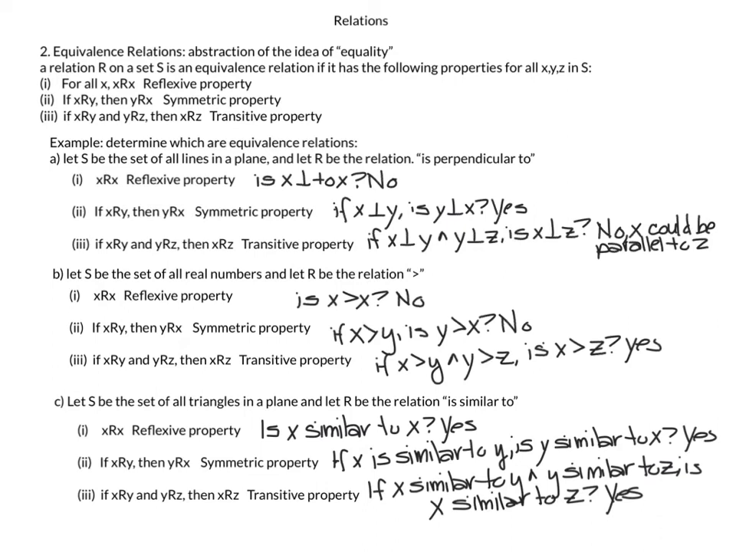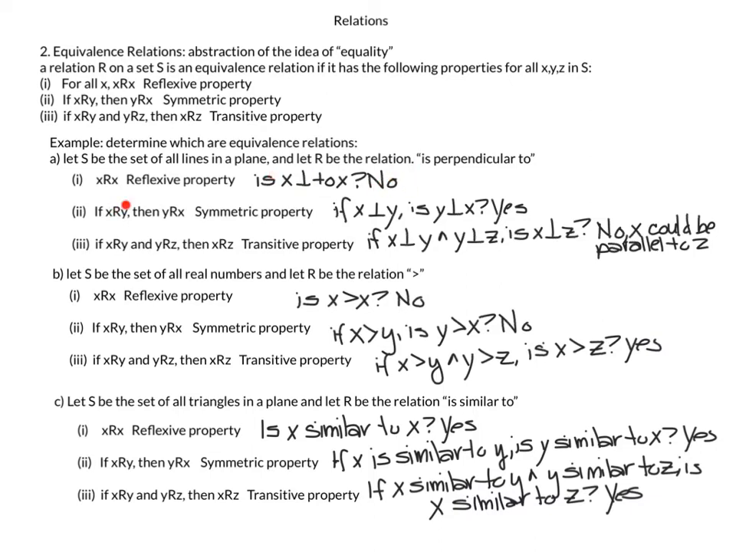Okay, we'll go through the first problem. If S is a set of all lines in a plane, then R is the relation is perpendicular to. So is it reflexive? In other words, is X perpendicular, using the definition of our relation, to X? And the answer is no. X is not perpendicular to itself.